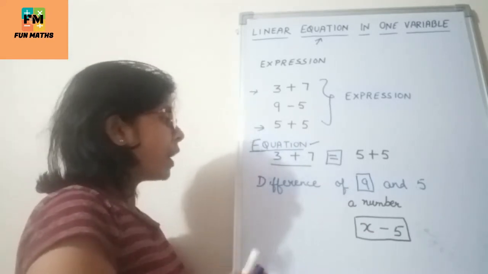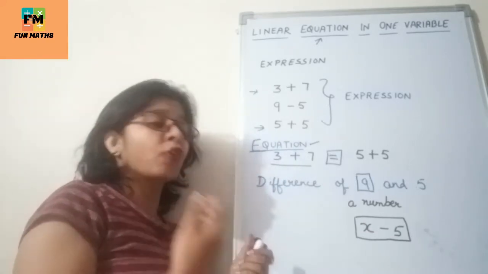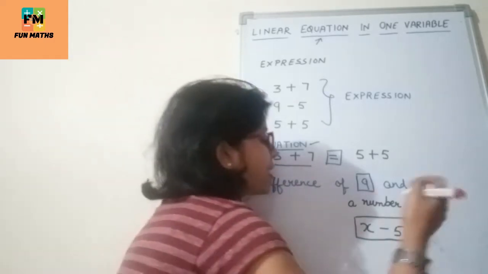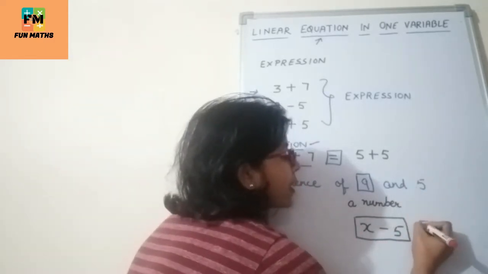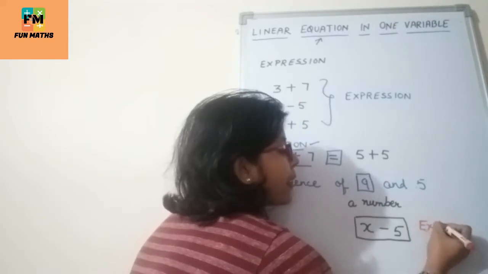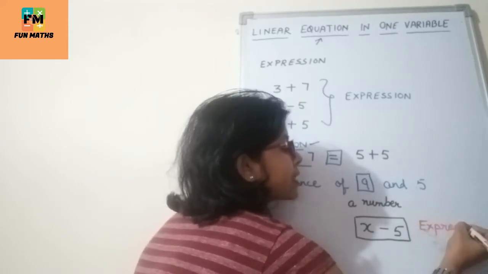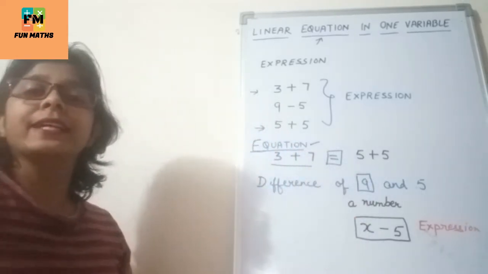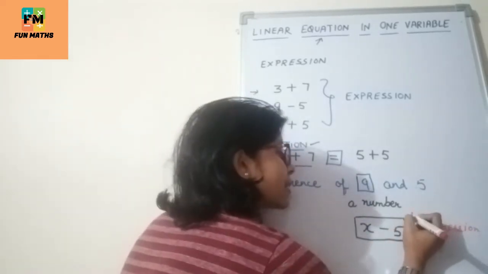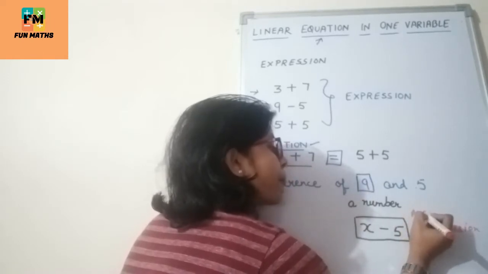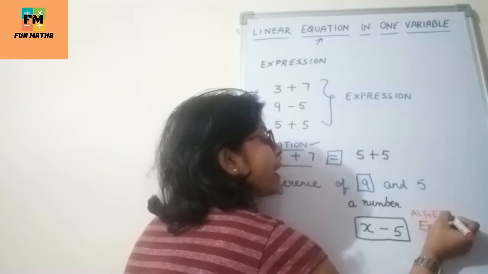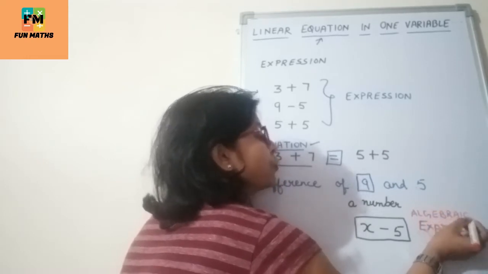So when you convert your statements or your phrases into variables, this is known as simple what? It is called expression. And which kind of expression? It is called algebraic expression. I hope now what algebraic expressions are is clear to you.